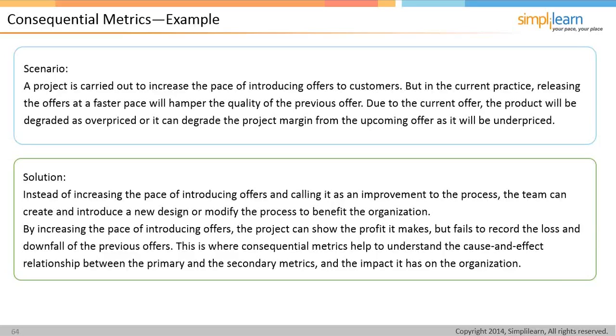So again, we want to improve time, but we don't want to sacrifice quality. Pretty common issue. So here's how we create our Y and constraining Y. We want to improve time, or reduce time, I guess it would be, to introduce a new offer from where we are currently to this new improved state without sacrificing quality as measured in this way. And we'd have to figure out how we're going to measure the quality.